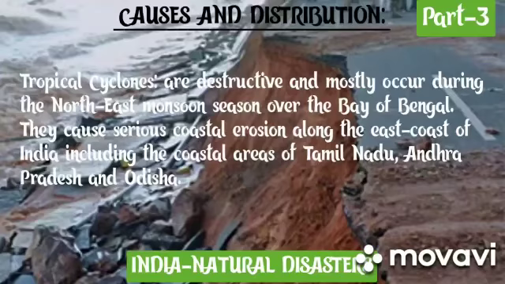Second, tropical cyclones. We have already discussed tropical cyclones in this chapter. The tropical cyclones are destructive and mostly occur during the northeast monsoon season over the Bay of Bengal. They cause serious coastal erosion along the east coast of India, including the coastal areas of Tamil Nadu, Andhra Pradesh, and Odisha.